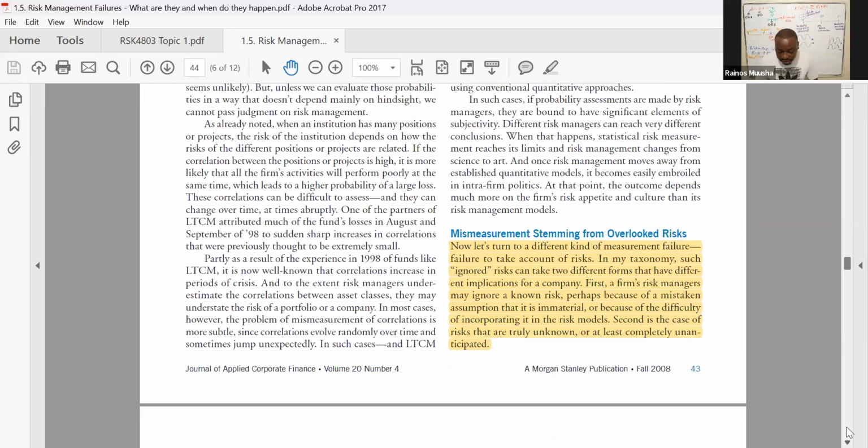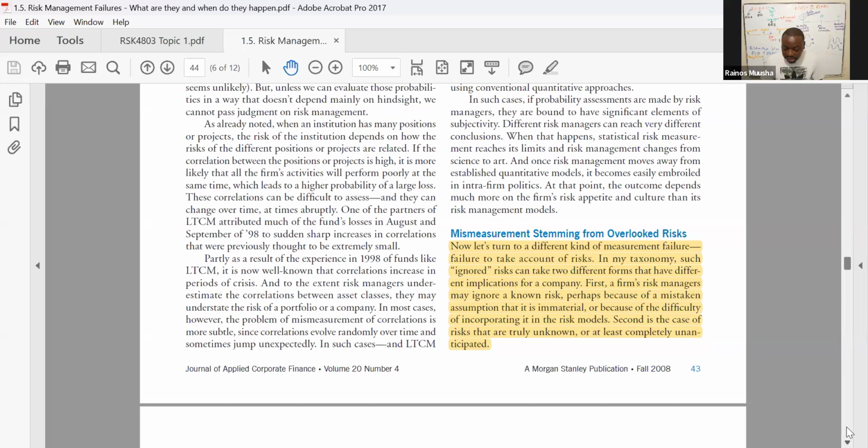Then they also look at mismeasurement stemming from overlooked risks. And they say, now let's turn to a different kind of mismeasurement, of measurement failure: failure to take account of risks. In my taxonomy, such ignored risk can take two different forms that have different implications for a company. First, a firm's risk manager may ignore a known risk, perhaps because of a mistaken assumption that it is immaterial or because of the difficulty in incorporating it in the risk models.